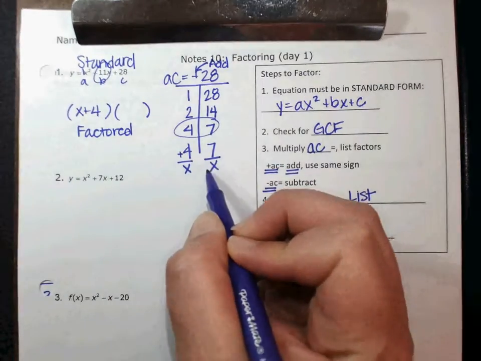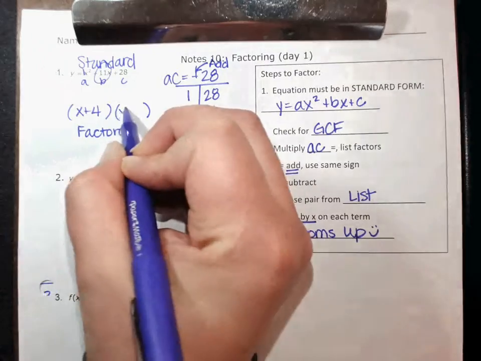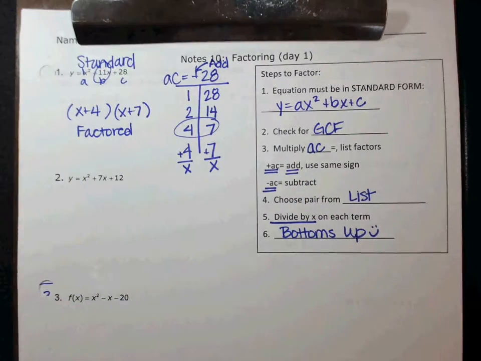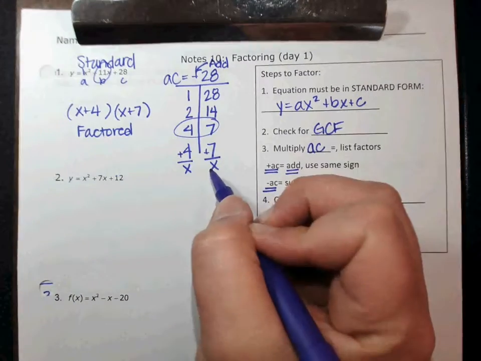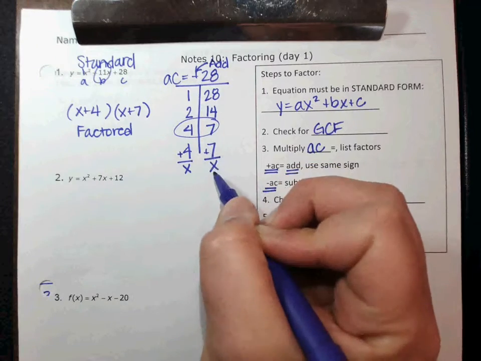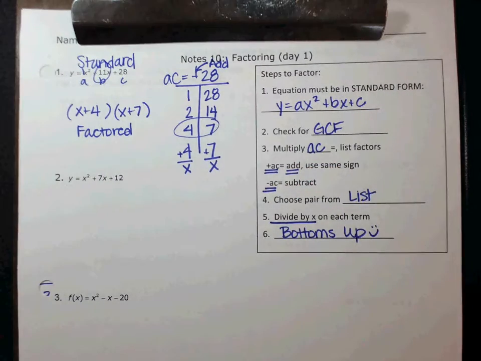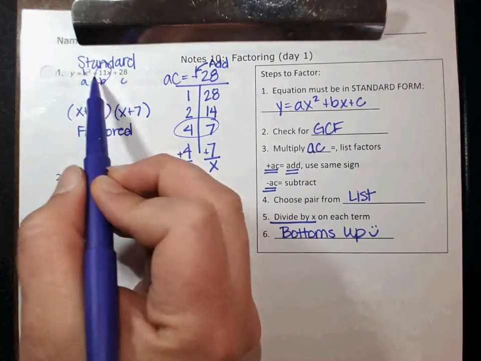This would be x plus 7. Now, if the number that you picked happened to be negative, say this was a minus 7, you would do x minus 7. Got it? Why did you pick 4 and 7? Because it has to be the lowest number? No, we picked 4 and 7 because they add to 11.